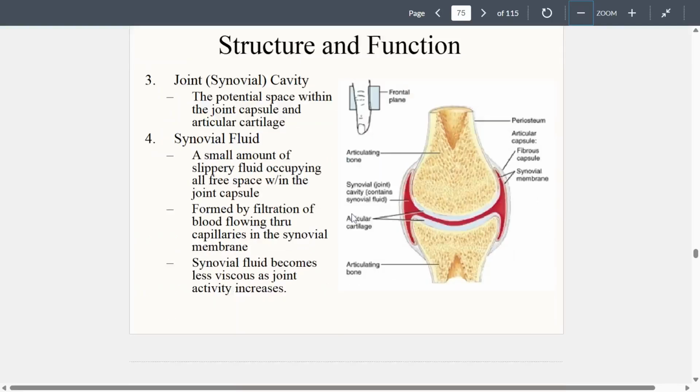There will also be a space between the two ends of the bone, and there will be synovial fluid. It's that fluid that is going to allow everything to flow over each other smoothly. Here's the thing though, synovial fluid becomes less viscous, meaning it becomes less sticky as joint activity increases. So its ability to do its job goes down as you increase your activity, as it warms up.